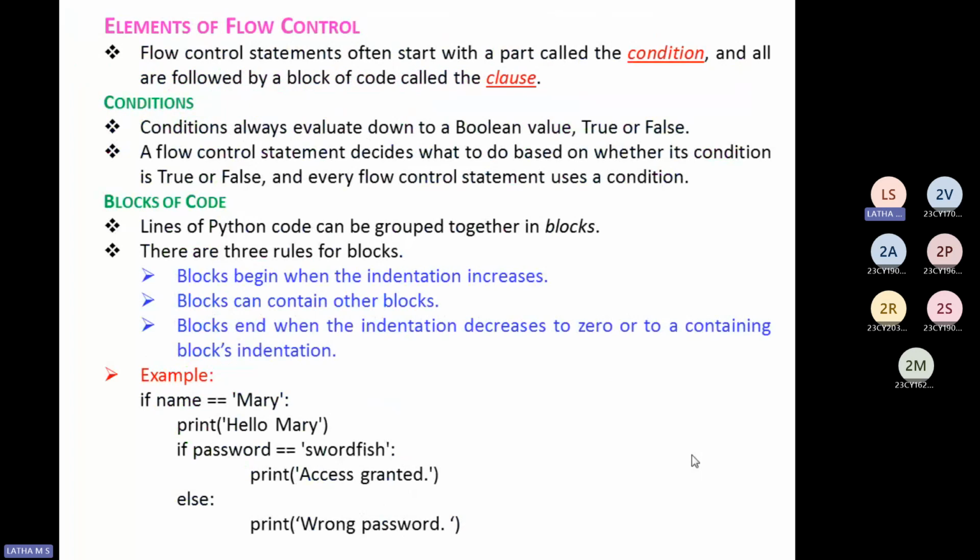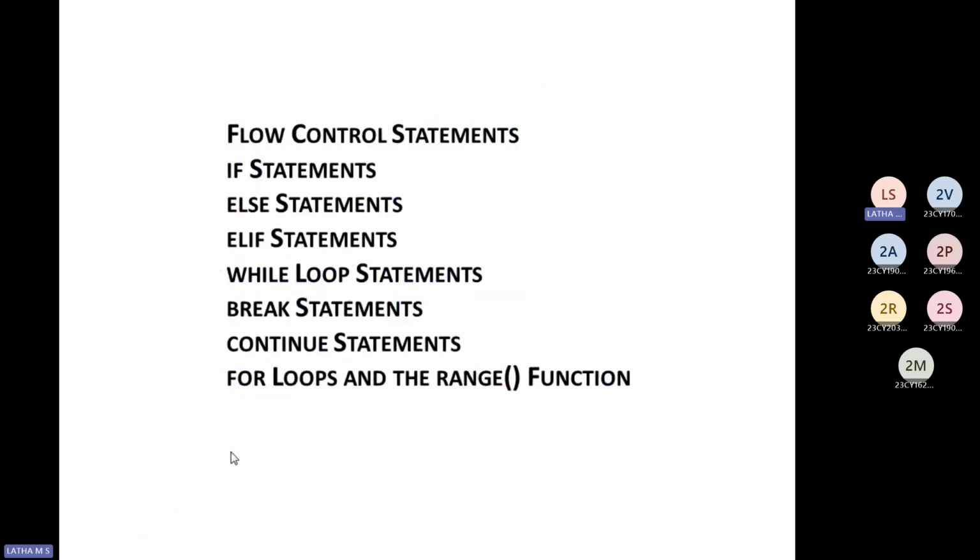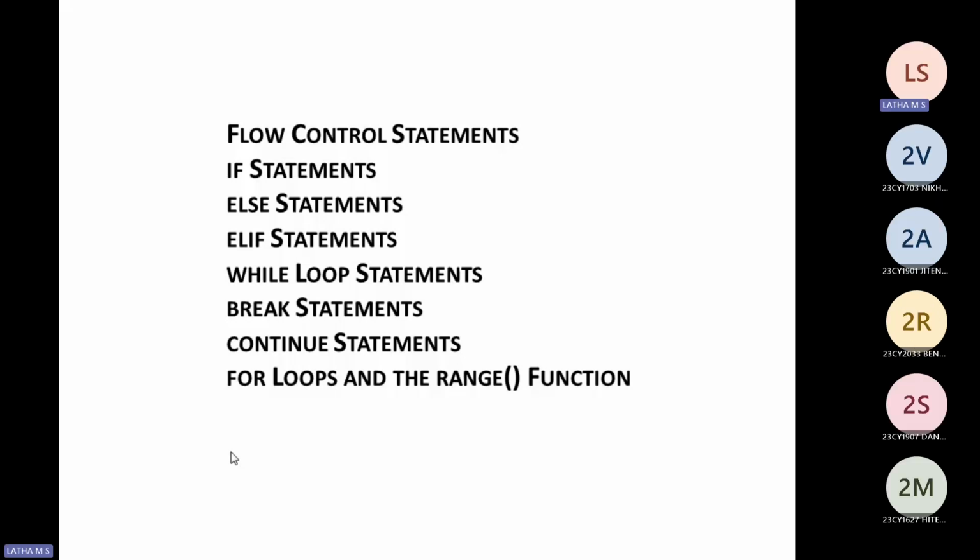Then coming to the flow control, what is the condition and what is the clause? A clause is a block of code. A condition is when we are supposed to answer yes or no; we come across conditions where Boolean values will be used. Similarly, there is the code block, wherein indentation is very, very important. With that, we have to understand the different types of statements involved: if statement, else statement, elif statement, while statement, then break statement, continue statement.